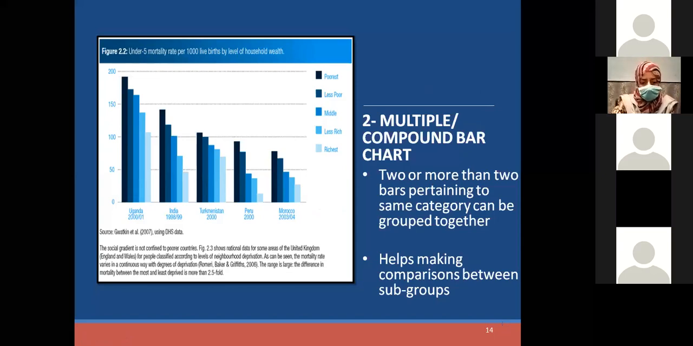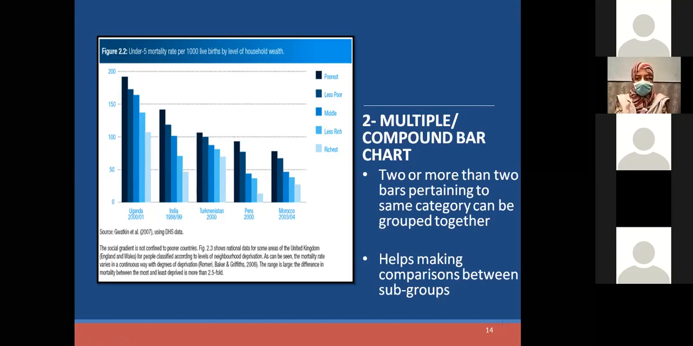For example, if you take the example of India, the poorest have the largest number of deaths in India. This is for the 98 to 99 data. Then the less poor have a lesser number of deaths, followed by the middle income people, the less rich people, and the richest people have the lowest number of deaths. So as you can see, these are multiple bars that are placed together.